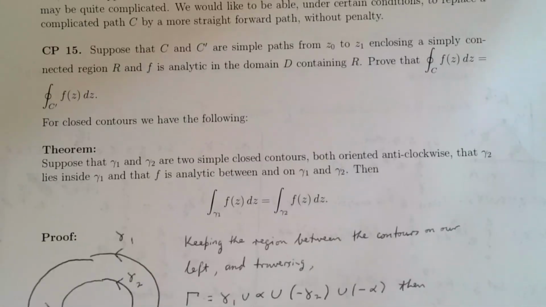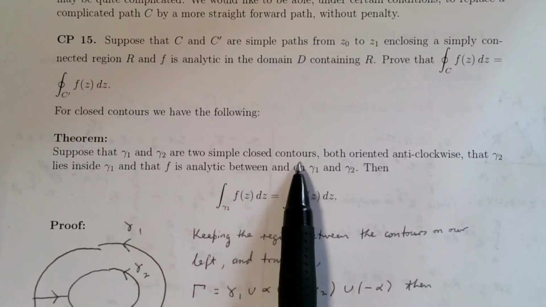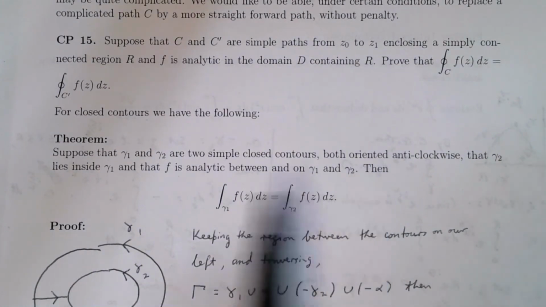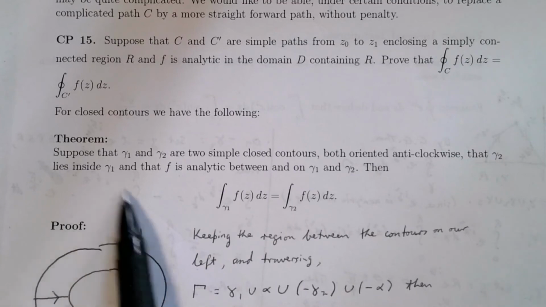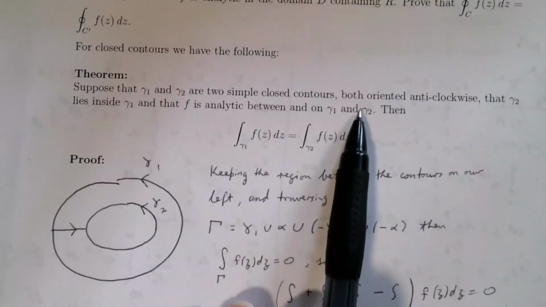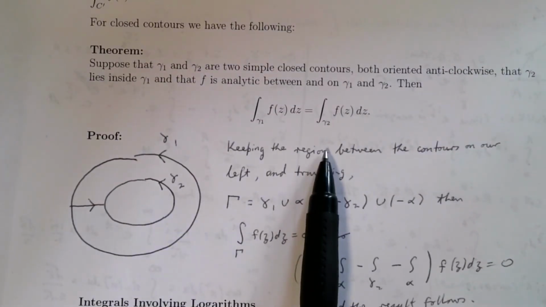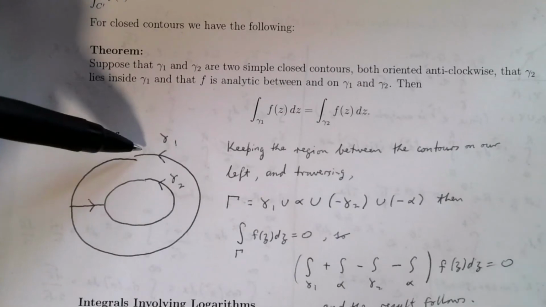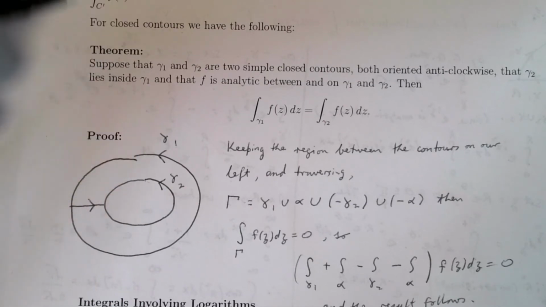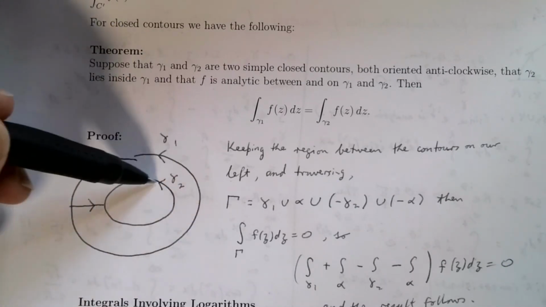Now our main theorem is that if gamma 1 and gamma 2 are two simple closed contours, both oriented anti-clockwise, and we're given that gamma 2 lies inside gamma 1, and that f is analytic between and on gamma 1 and gamma 2, then the integral around gamma 1 equals the integral around gamma 2. We're looking at a picture here. There's my gamma 1, there's my gamma 2. We're assuming that the function is analytic in between the two, and this theorem says that the integral around gamma 1 is equal to the integral around gamma 2.